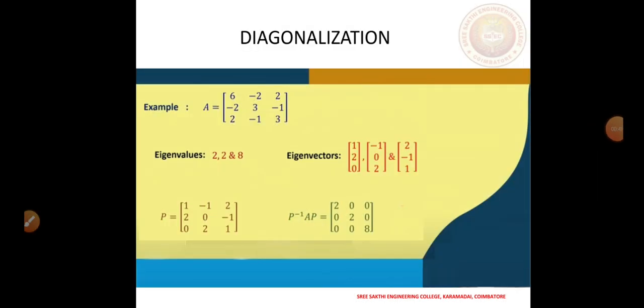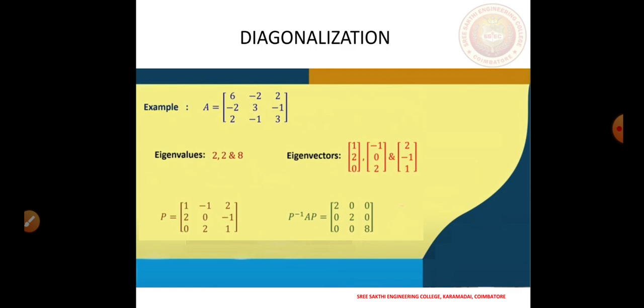Here is an example of a 3 by 3 matrix. First row 6, minus 2, 2; second row minus 2, 3, minus 1; third row 2, minus 1, 3. If you want to check whether it can be diagonalized or not, what the diagonal matrix will be, and what the modal matrix will be, for that we need to compute the eigenvalues. The eigenvalues for this matrix come out to be 2, 2, 8.